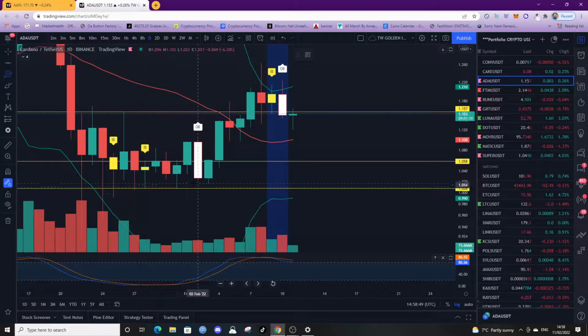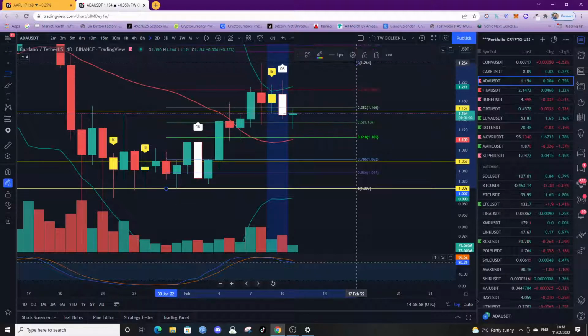Let me measure this, and I'd like to use the fibs to see what's happening. So I'm going to take it from this hammer, and we hit up there. Initially, we get a pullback here. We come back, we bounce off the 618, and then we carry on.